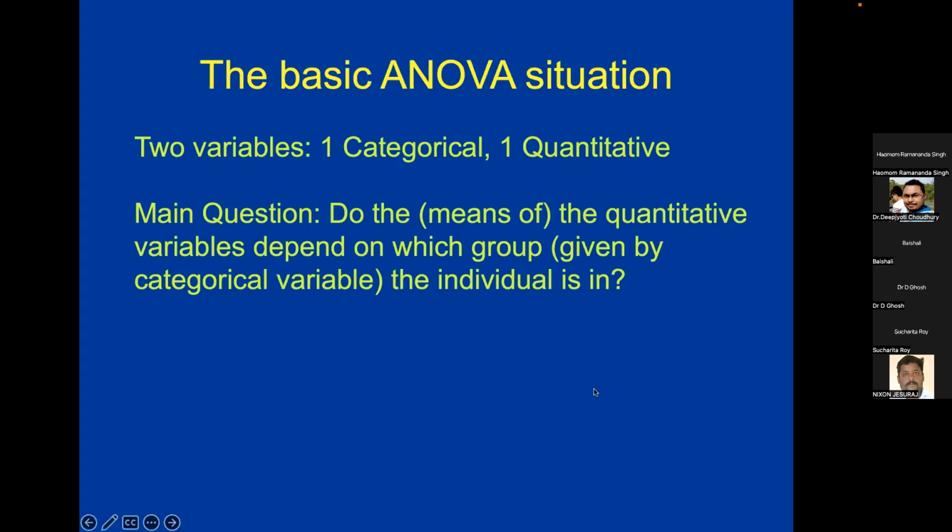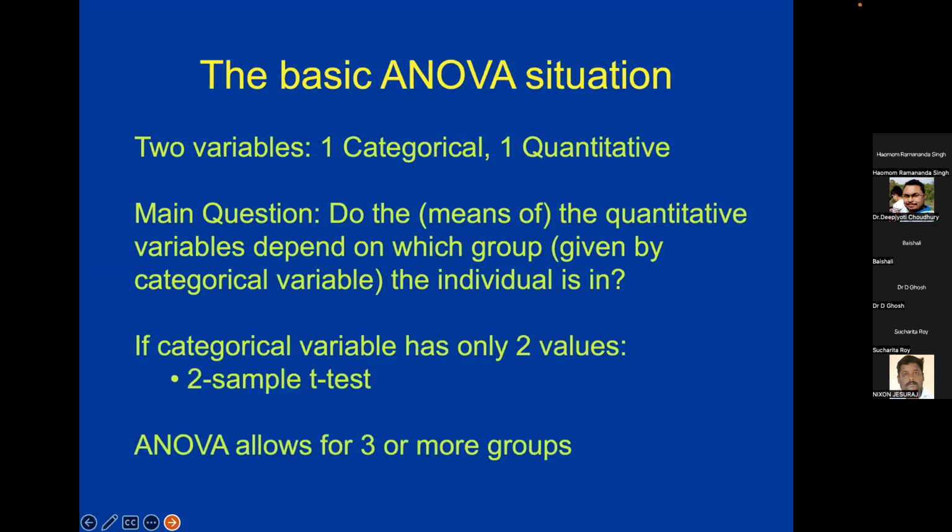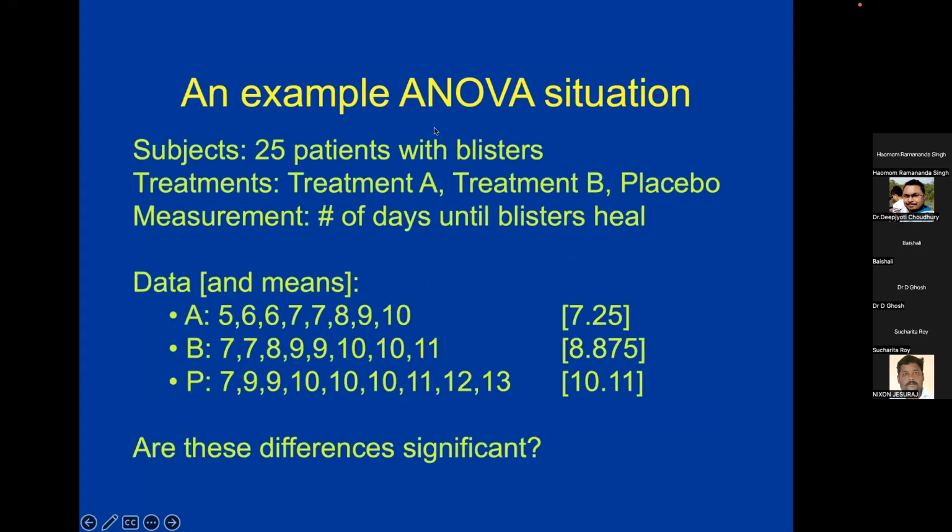Here we would like to see a basic thing: if the categorical variable has only 2 values, then we use the 2 sample t-test, and ANOVA allows for 3 or more groups. Because in the whiteboard observation we have shown, the problem was that there were 4 such groups: brand A, brand B, brand C, brand D.